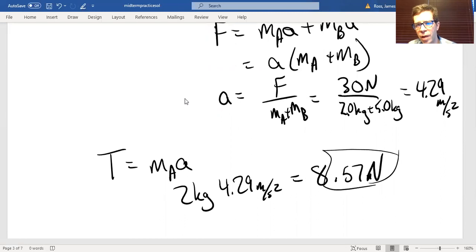And rounding, you may get something different there because I kept everything in the calculator, and you can see that if you rounded it after adding there, you get 5. If you add it after rounding, you get 8.58. That's fine.